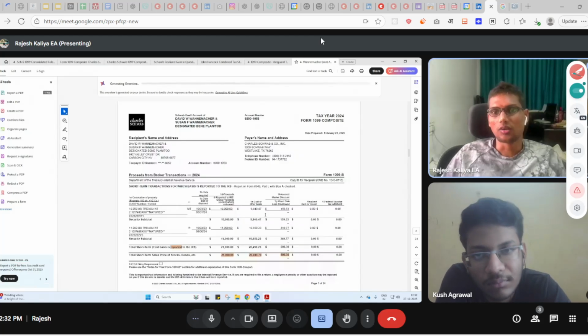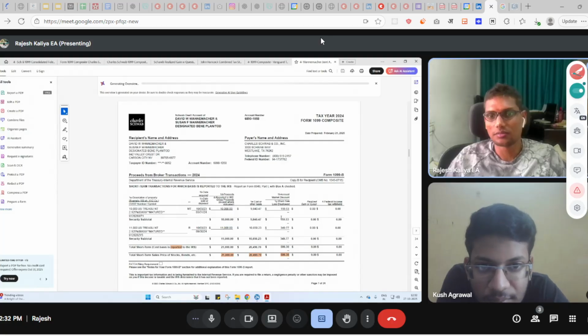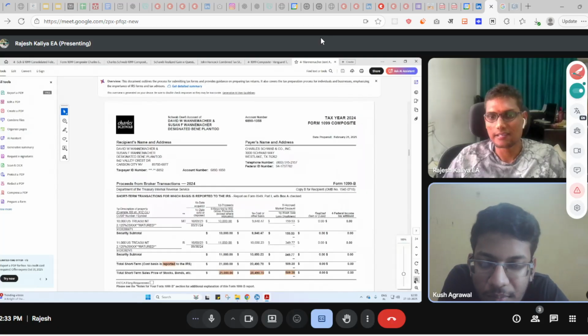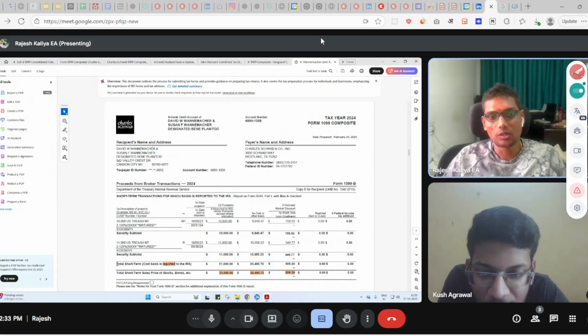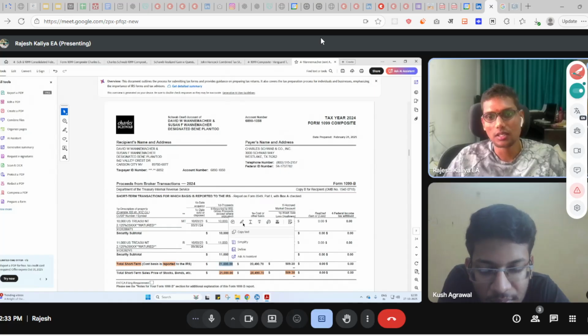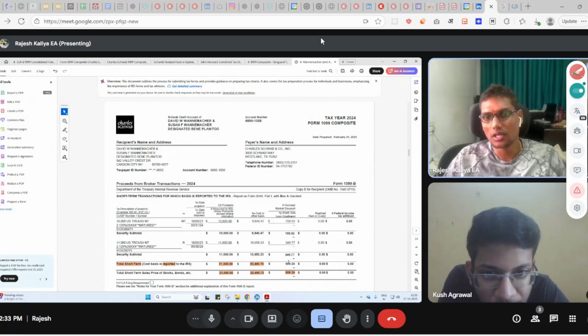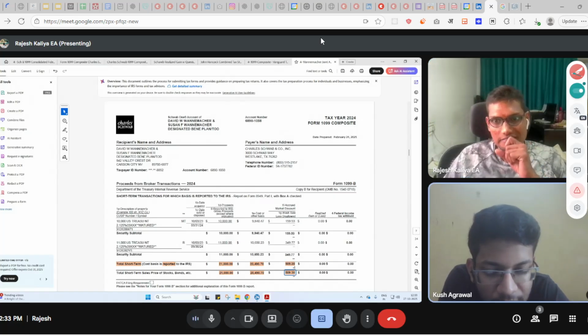See, wash sale disallowed. Here there are a number of transactions, but what we look for is the total amount. Total short term. Cost basis reported to the IRS. So 21,000 is the cost basis, 20,490 is the other cost basis. So 509 is the disallowed.